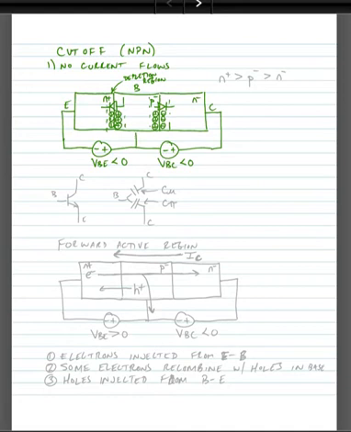So we can say, in general, with these devices that the emitter is doped heavier than the base, which is doped heavier than the collector, or our concentrations would go something like N plus is greater than P minus is greater than N minus.